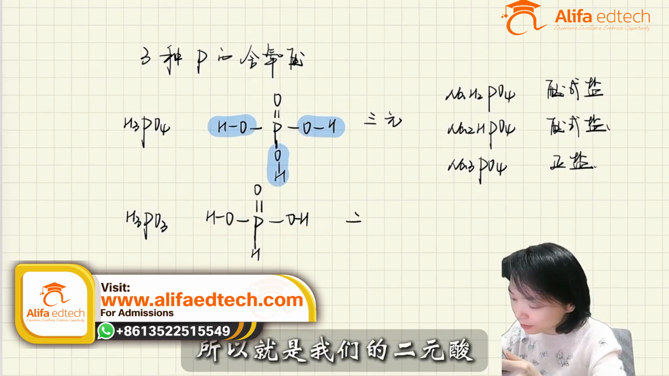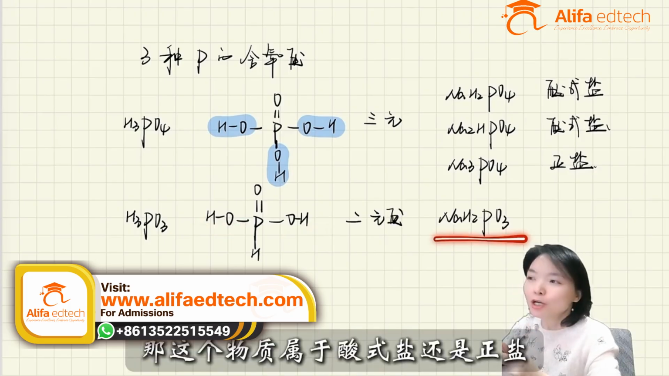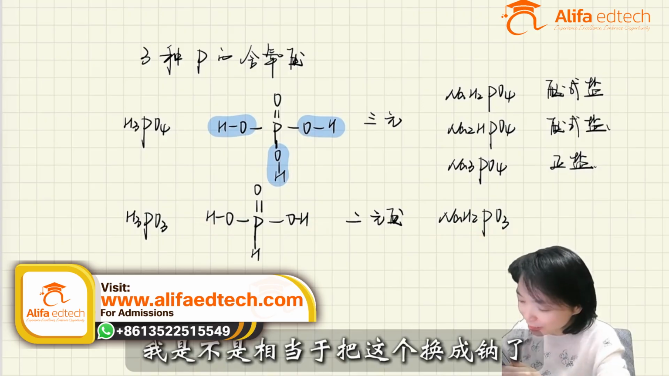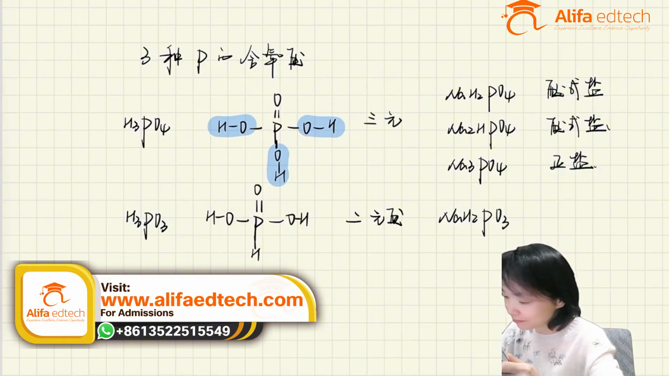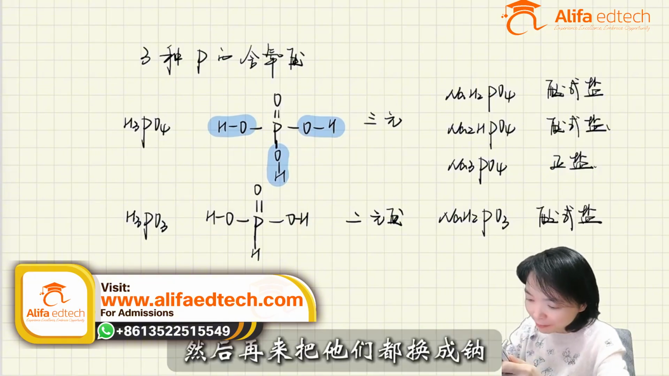At this point, you'll find 2 ionized hydrogens. So this is our dibasic acid, this substance. Is it an acid salt or normal salt? Have I replaced this with sodium now? There's still an ionized hydrogen, so it should be an acid salt. Then again, replace all with sodium. Doesn't it become this?